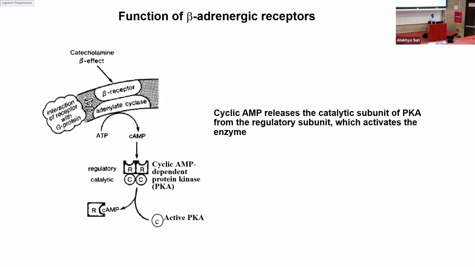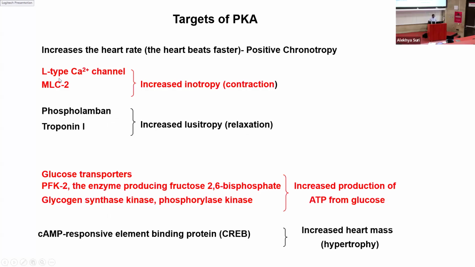So protein kinase A phosphorylates several proteins, and I'm going to show you some of the important proteins which are involved in muscle contraction. Okay, so the first one is it's going to phosphorylate the funny current, which is involved in the action potential in SA nodal cells. So this one will increase the heart rate. So the heart rate will be faster. If you run or do exercise, your heart rate will increase.